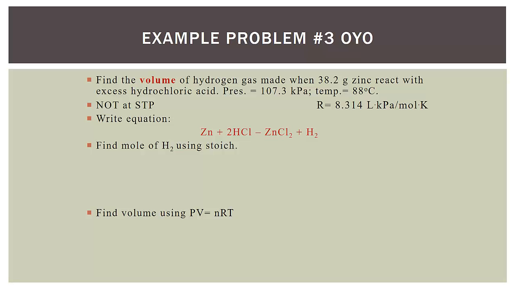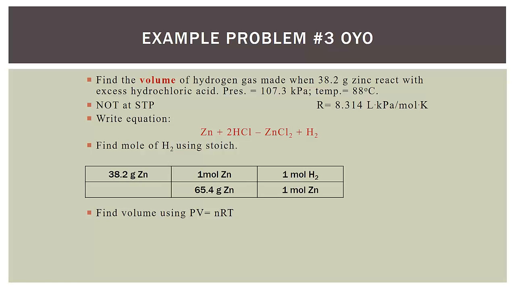Now we're going to find the moles. Well, we know we're starting with 38.2 grams. We look up the molar mass of it, and it's a 1-to-1 ratio here. So we end up with 0.584 moles of H2.